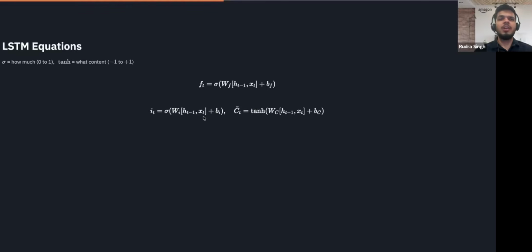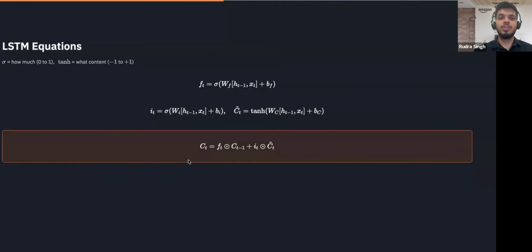The network learns entirely on its own what each gate should pay attention to, based purely on the training signal. Now comes the most important equation. C_t equals f_t times C_{t-1} plus i_t times C tilde. In plain English, take what you decided to keep from old memory and add what you decided to write as new. The crucial thing is that it is addition, not multiplication. And that one difference is why LSTM solves the vanishing gradient problem, because gradient flows through addition without shrinking at each step, unlike what was happening in multiplication because of the chain rule.